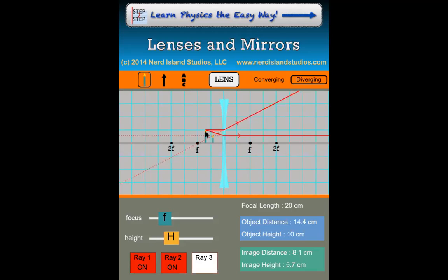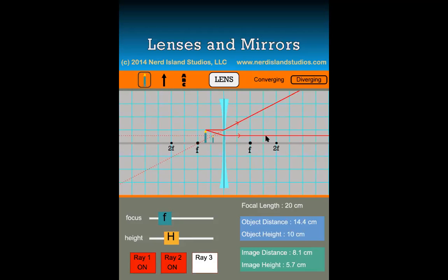closer. Ray 1, diverge from the near focal point. Ray 2, head to the far focal point, and then parallel to the principal axis. And there's your image, a virtual image. Good?